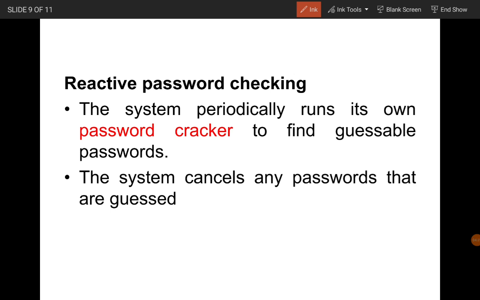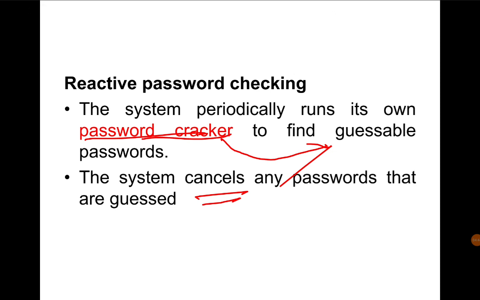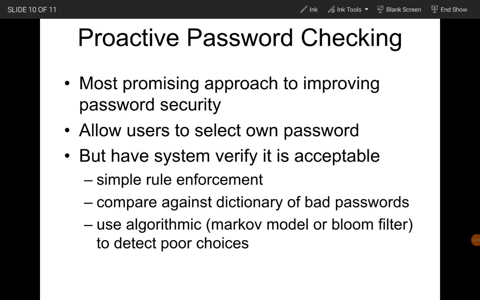And the third one is reactive password checking. Here the system periodically runs, for example every 15 days, a password cracker. What this password cracker does is guess all the guessable passwords, that is, it detects all the guessable passwords. If any guessable password is found, immediately the system cancels that password. So this is how we are protecting our passwords.